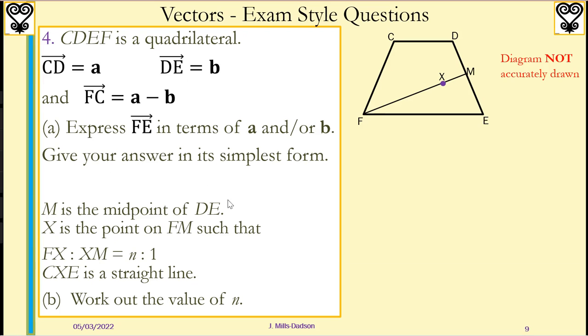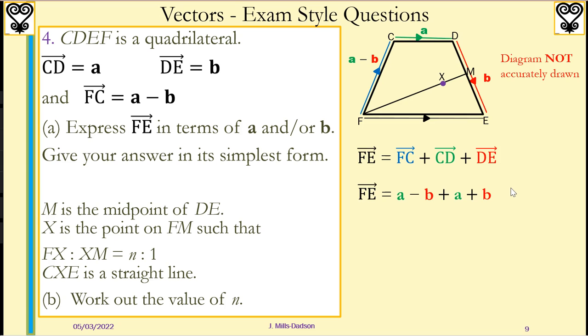So here, pause it and read the question first so that when I make reference to it, you will understand. Okay, so we need to put the information on. So that is A and that is B. And that is vector FC. First, let's work out vector FE. FE is vector FC plus CD plus vector DE, and that simplifies as just 2A.